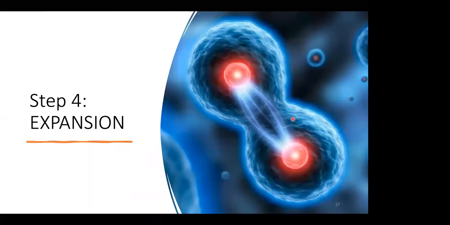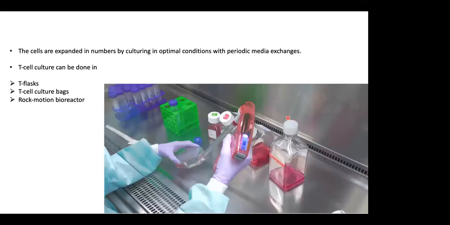So once we have done the transduction, now we would want the cell to expand in number so that we have a good optimal dose of T cells, CAR T cells, which we can give to the patient. Now the T cells, here we need to maintain a ratio between the culture, the media and the T cells. So for that, we have a number of vessels in which this is essentially done.